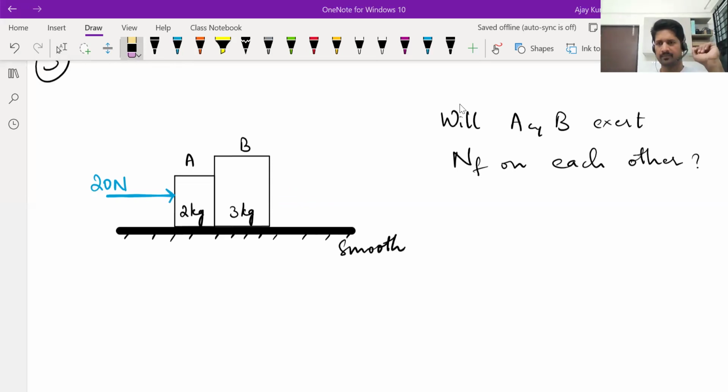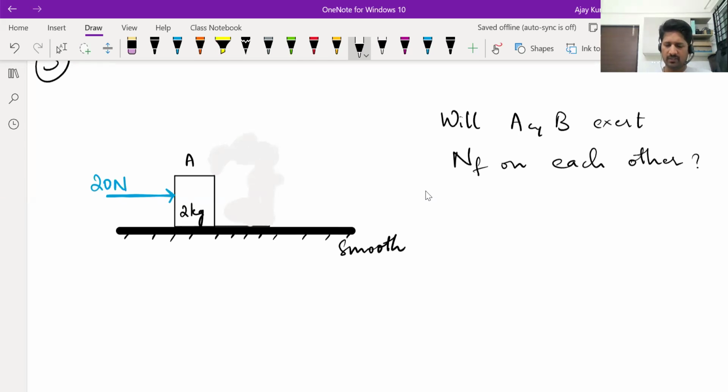So listen, as I said, if you want to decide whether normal force acts between two surfaces or not, imagine the objects independently. Okay, so here let's ignore B and only consider A first.